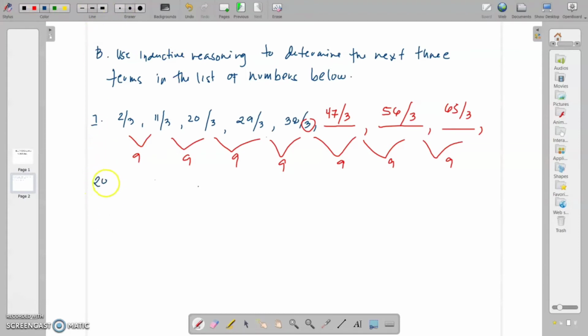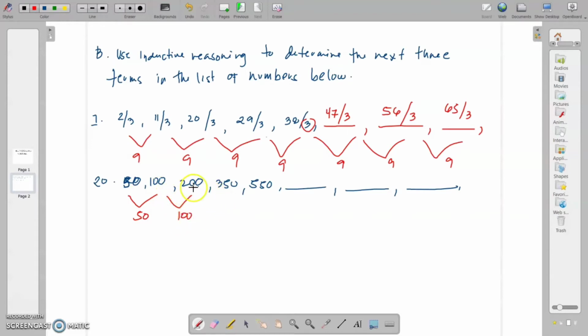Number 2: 50, 100, 200, 350, and 550. What are the next three terms? As you can see, from 50 to 100, the difference is 50. And 100 to 200, the difference is 100. And 200 to 350, the difference is 150. And the next is 350 to 550, the difference is 200.